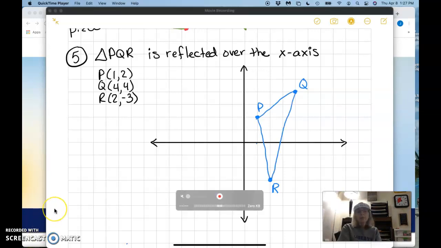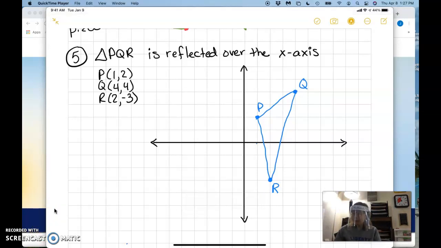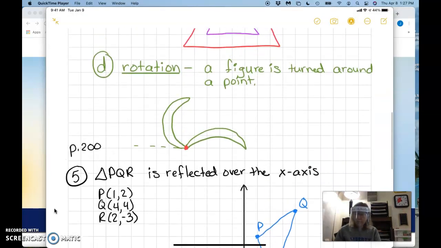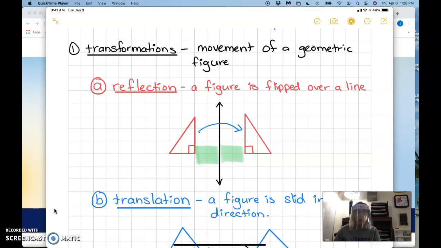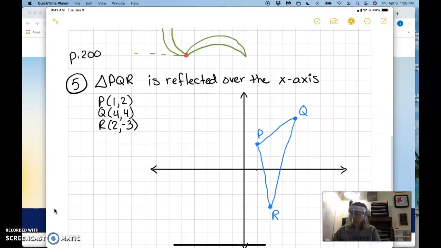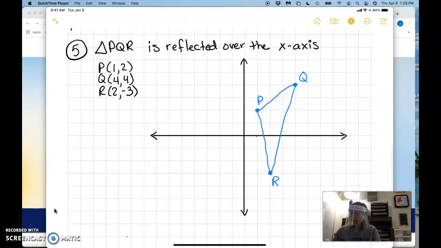And now we need to reflect it over the x-axis. So I'm going to go back in my notes and see what reflect means. Remind myself. Reflect means flipped over a line. So I have to move it and flip it. So if I'm going to reflect it over the x-axis, first I have to know which one is the x-axis. So which one is x?